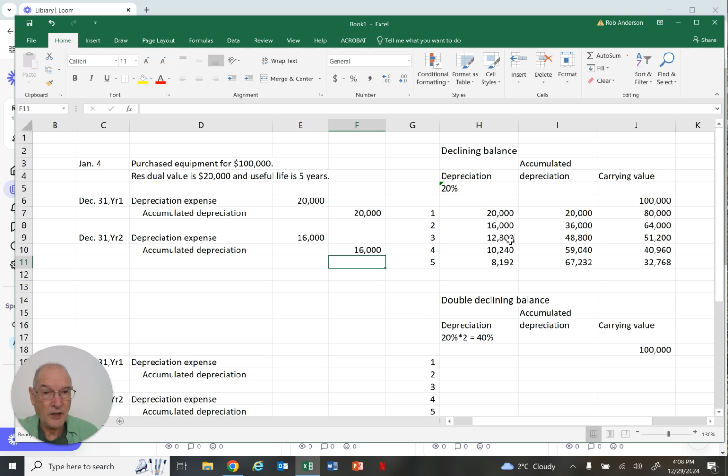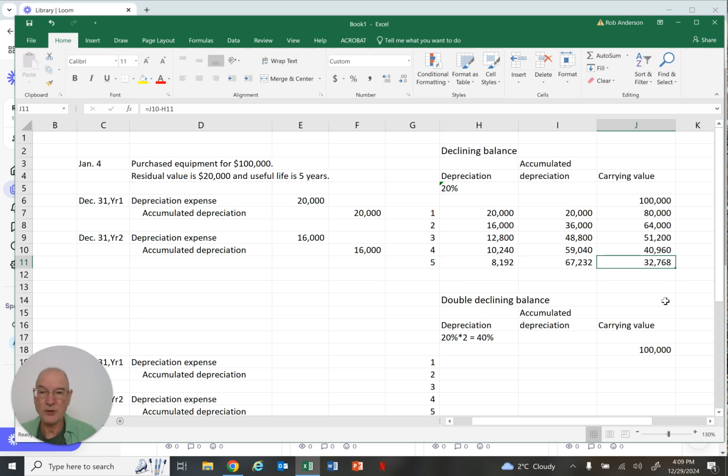So here I've extended this table to the full 5 years, and what we can see is that the carrying value after 5 years using the declining balance method is 32.7 and change. That means we did not go as low as 20, so we don't have to worry about cutting off depreciation expense at our residual of 20.